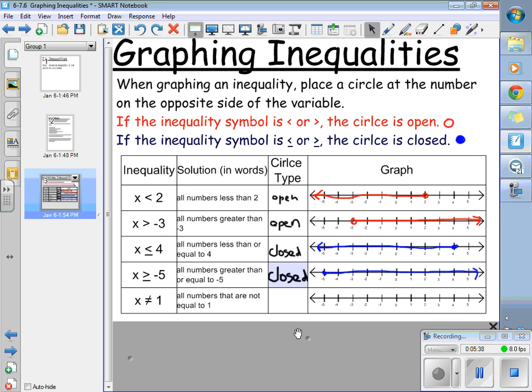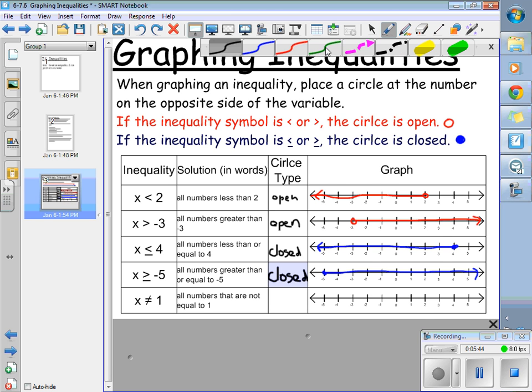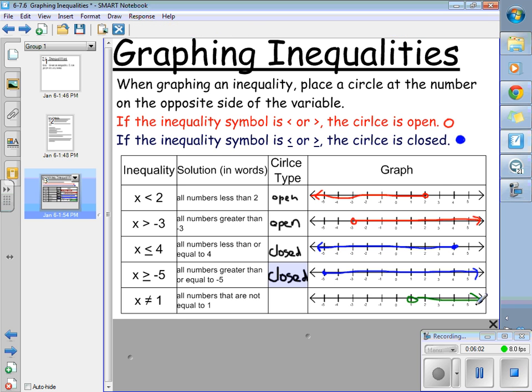Okay, got those done. And this last one, all numbers that are not equal to 1. So 1 is excluded from this. We don't want 1 in it, so it'll be an open circle. And again, I forgot to write open. Oh, that's horrible. Undo that. Okay, try that again. I'll just do a single line, hopefully. All right, better. And it goes both directions because it's not included. It's all numbers but 1.